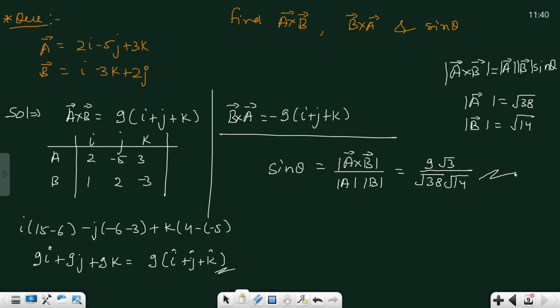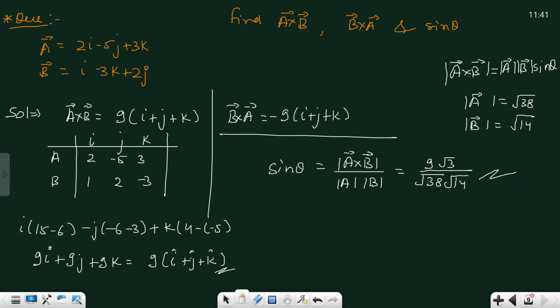Any doubt? Sir, can we calculate sin theta using B cross A instead of A cross B? Yeah, you can get the value, but the angle will be a little bit different. You will get the same answer, because when you take the magnitude of B cross A, it will be the same. Yes, sir.